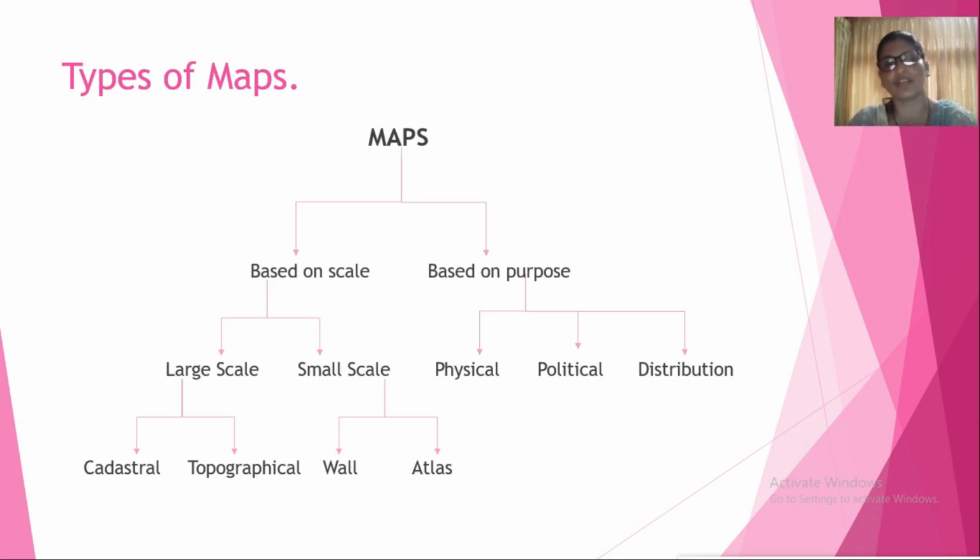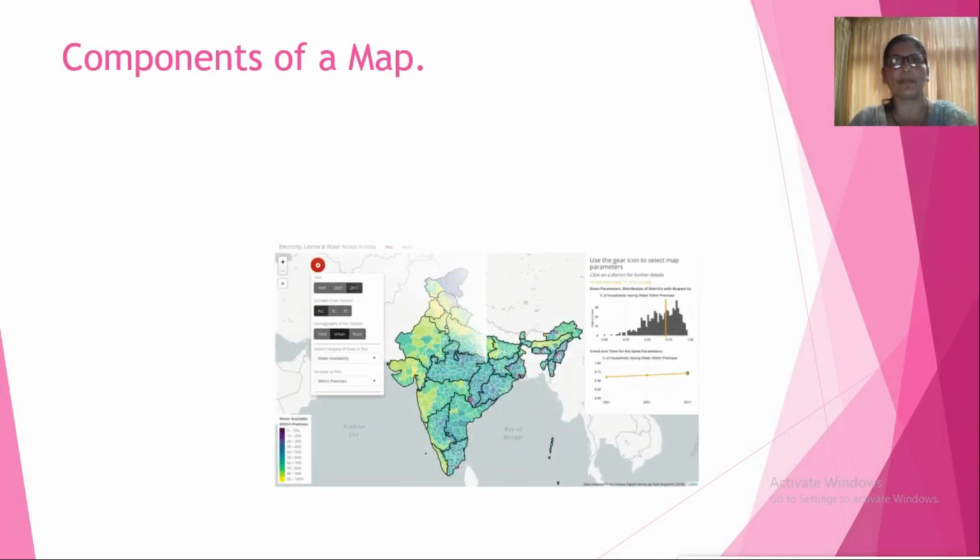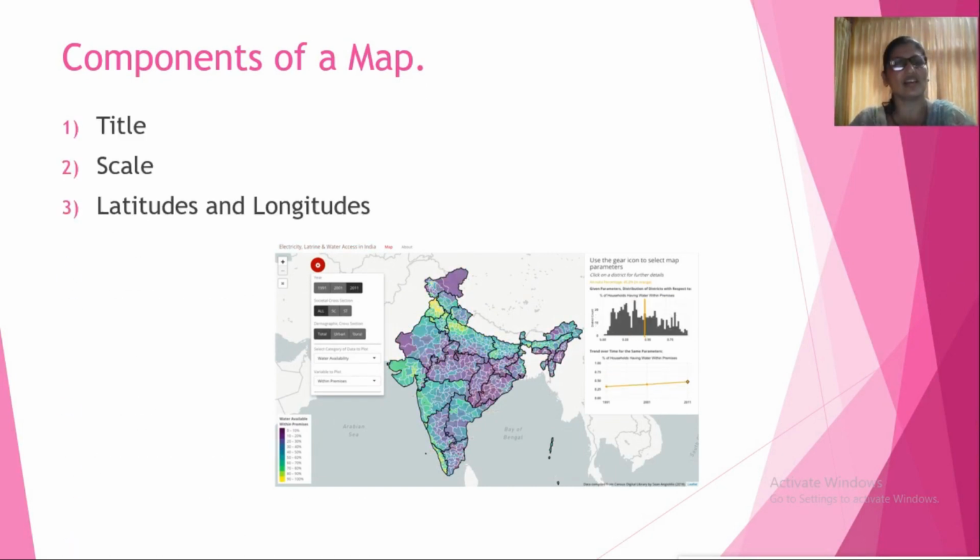roads, waterways, etc. Children, now we will come to know about the components of a map. So the basic components of a good map are title, scale, latitudes and longitudes, direction, and the last one is index or key. These are the components of a good map.